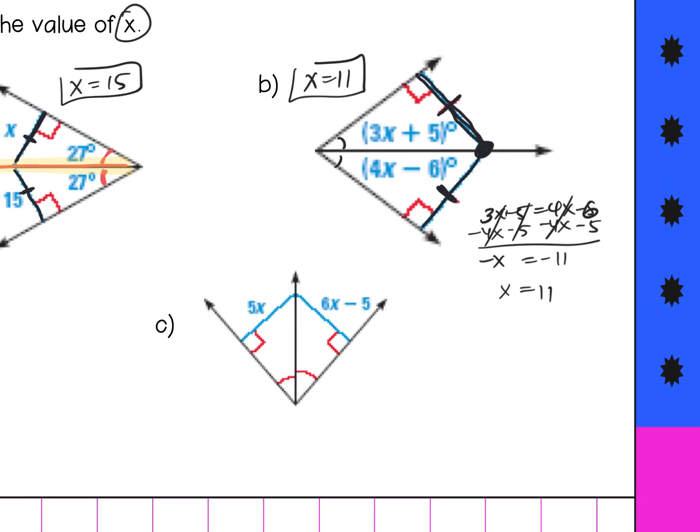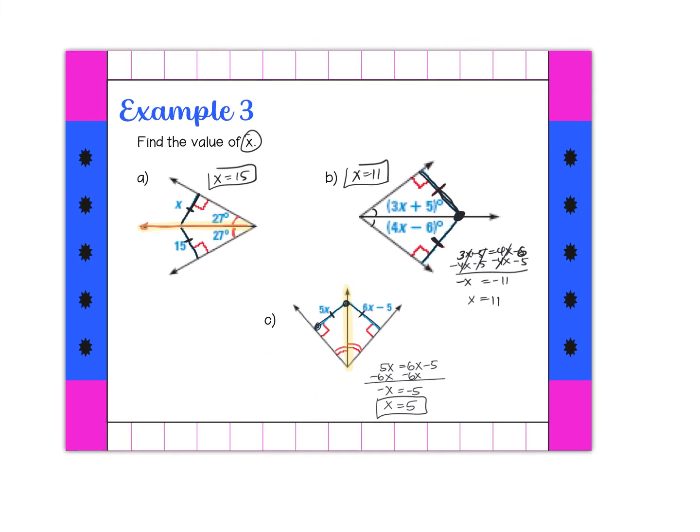Now I go to C, and again, I see the lines. I see the angles. What I know is congruent are the angles. I know that this angle here equals this angle here. That means that this line is definitely the angle bisector. And if it's the angle bisector, I know that this segment from here to here is going to be congruent to this segment from here to here. So I know that 5x must be congruent to 6x minus 5. Subtract 6x from both sides. Minus x equals minus 5. So x equals positive 5. And that's the final answer there.